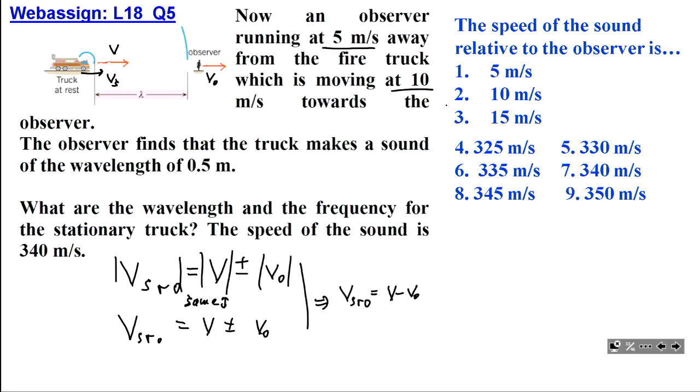And the answer is, what do we have? 340 minus 10 or minus 5? Minus 5. So 335. What do we do now? Well, now we start writing two equations. One for frequencies.